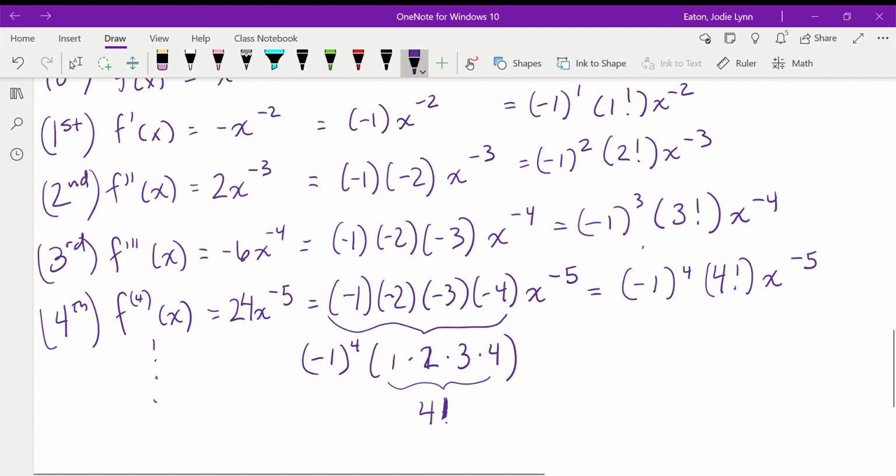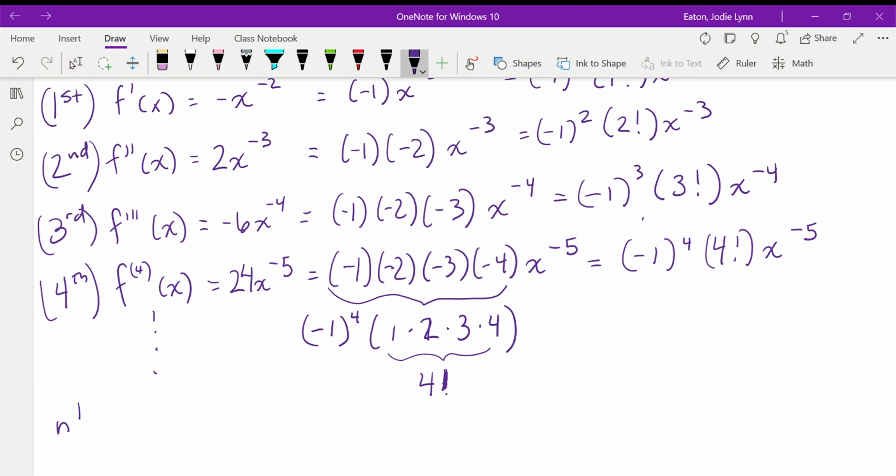Now we want to figure out what the nth term is. So I take a look at my numbers. My 4, 4, 4: n is going to have an n wherever there is a 4. So my nth term, which is my f^(n) of x, is going to be equal to negative 1 to the power of n. We're going to multiply by negative 1 n times. We're going to multiply by n factorial because we can see we started multiplying by 1, by 2, by 3. This is just going to continue. Next time we'll multiply by negative 5. Time after we'll multiply by negative 6.